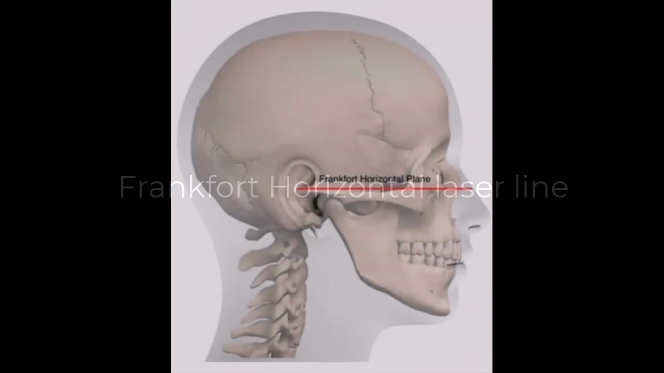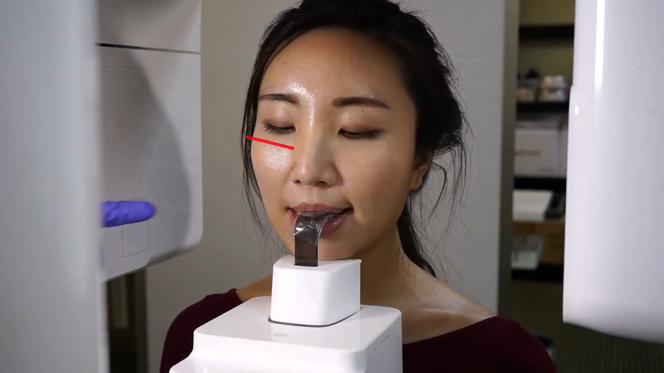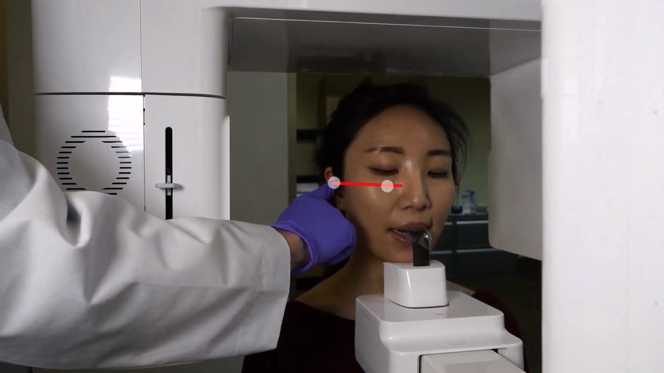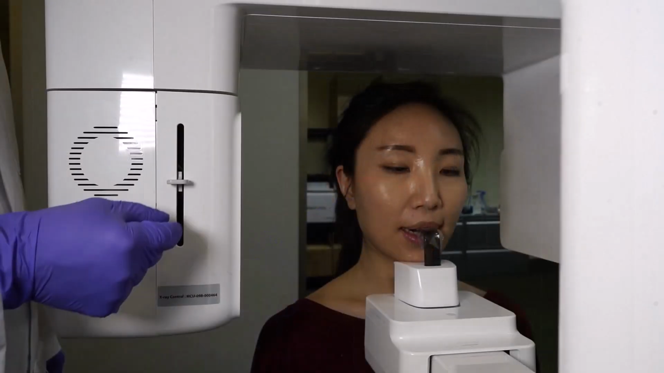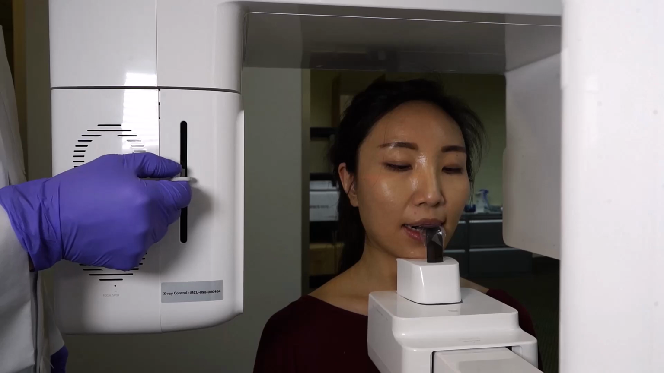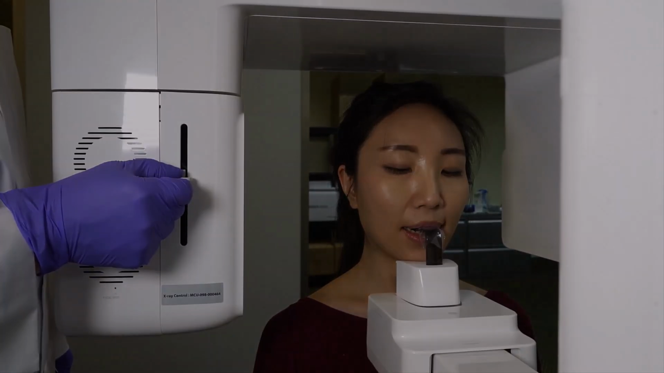Moving on to the Frankfurt plane line. This line is designed to run through two anatomical points in the patient's face, through the tragus and the bottom of the orbit of the eye. If the line is out of position on either point, slide the adjustment slider on the back of the arm up or down to adjust. It may be necessary to angle the head to conform to the laser line as necessary.